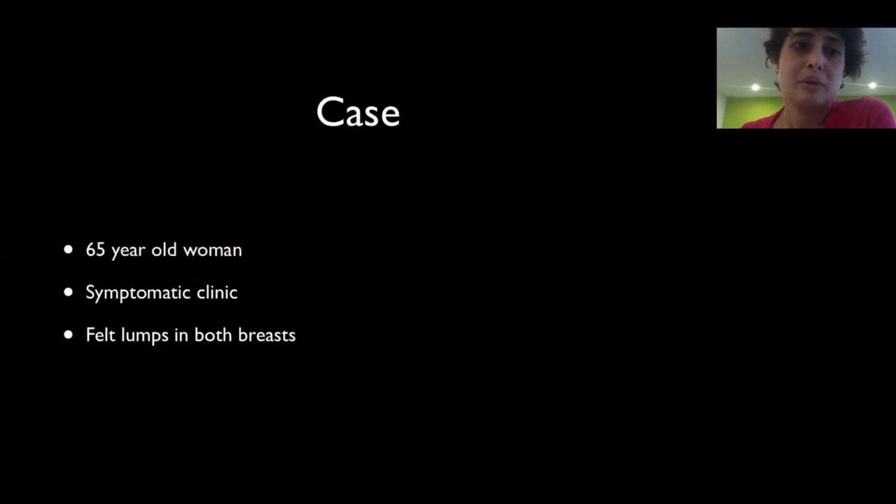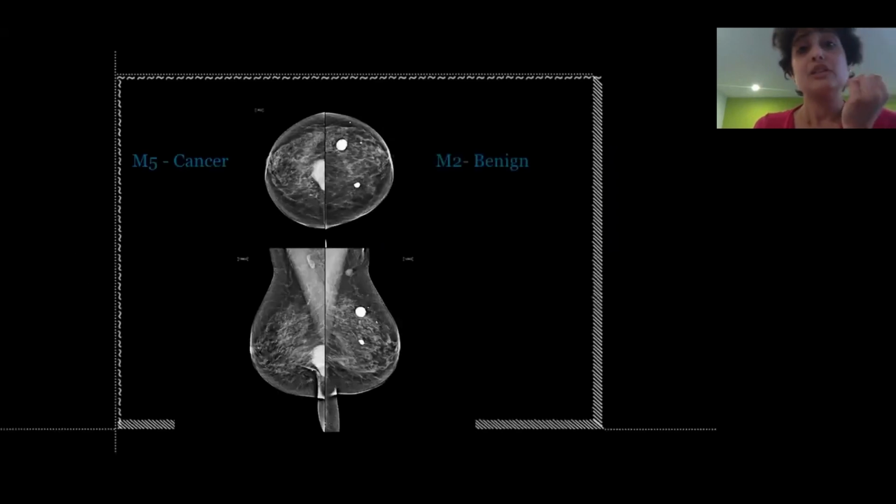Okay, so onward with the cases. This is a 65-year-old woman who was seen in a symptomatic clinic because she felt lumps in both breasts. So she was seen by the surgeon, and the surgeon could feel these lumps, and she was sent for radiology. So on the right side, on the MLO view, which is the lower one there, you can see quite a dense lesion, which is sited quite posteriorly, just overlying the pectoralis major muscle, the lower border of the pectoral muscle.